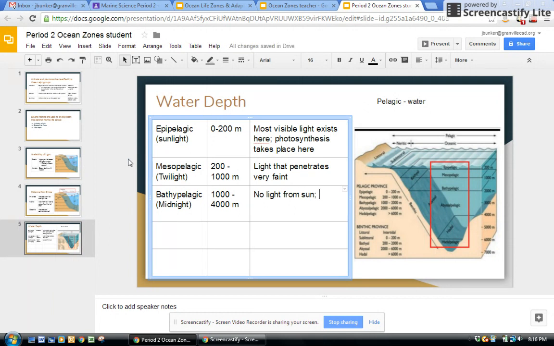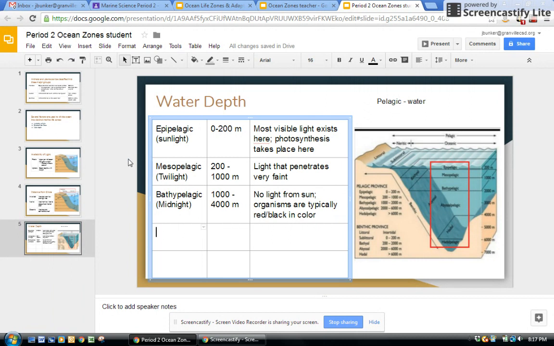Organisms here we will typically find, because there is no light, that they are red or black in color. Organisms are typically red or black in color due to the lack of light here. Temperature is pretty constant here. And again, as we started to see in the mesopelagic, we start to see here the lights coming from organisms. So bioluminescence, if there is light, it would be from organisms themselves here.